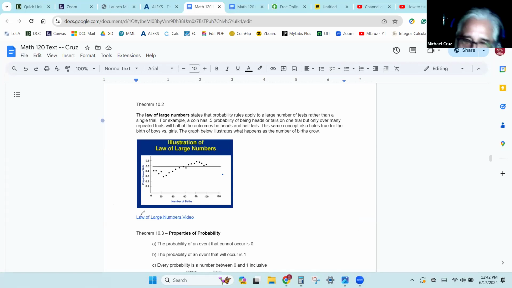And along the X column, it's 0 through 120. And you'll see then as the number of births grow, it gets closer and closer to that line. And most people don't have a problem accepting that men and women, boys and girls, are more or less equally proportioned at 50% each.